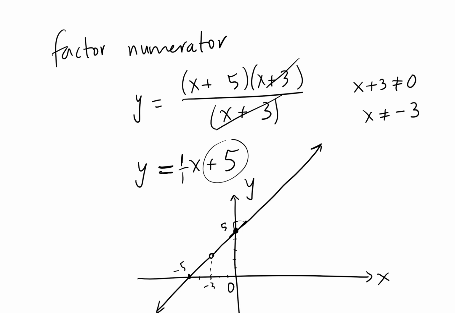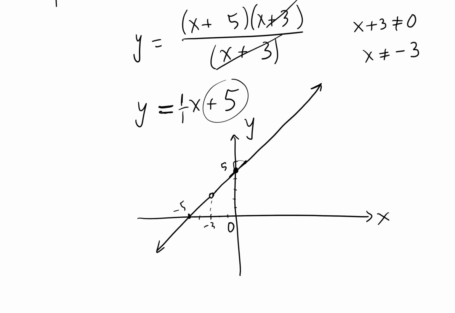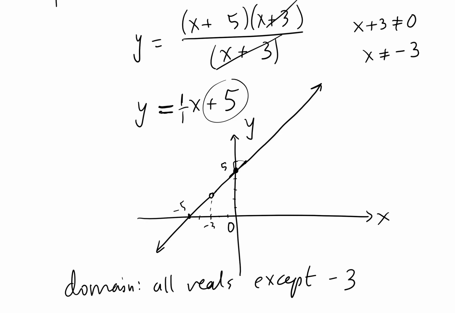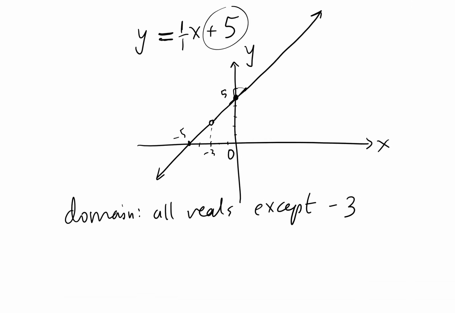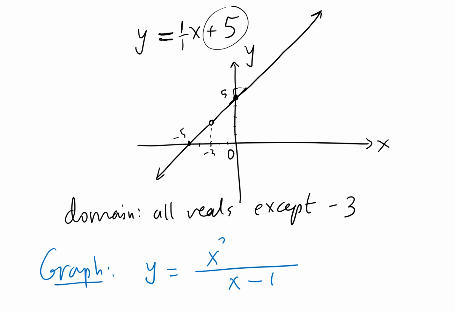Any questions about this? Now, the domain for this is all real numbers except negative 3. You can try to graph a similar one, say x minus 1 over x squared plus 2x minus 3.